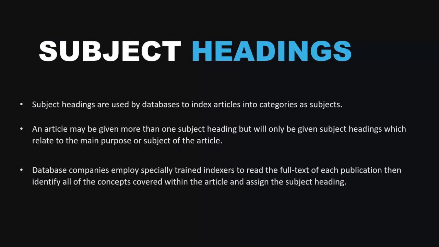Subject headings are used by databases to index articles into categories as subjects. An article may be given more than one subject heading, but will only be given subject headings which relate to the main purpose or subject of the article. Database companies employ specially trained indexers to read the full text of each publication, then identify all of the concepts covered within the article. These concepts are then translated to controlled vocabulary used within a database. It's the indexer's job to ensure that each major concept included in the article is identified and assigned a subject heading.